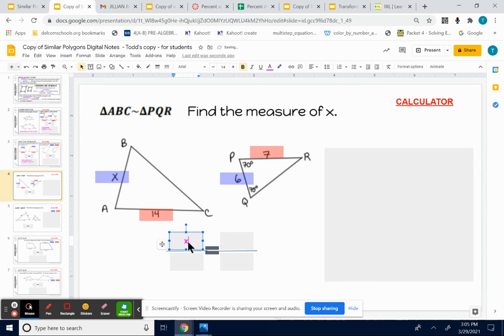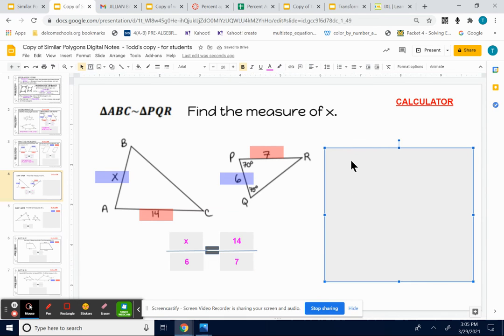You would just type X over 6 is proportional to 14 over 7. And then you just cross multiply again, the butterfly, multiply the 14 and the 6 is 84. And then you take 84 divided by the lonesome 7, and that gives you 12. So the missing side is 12.